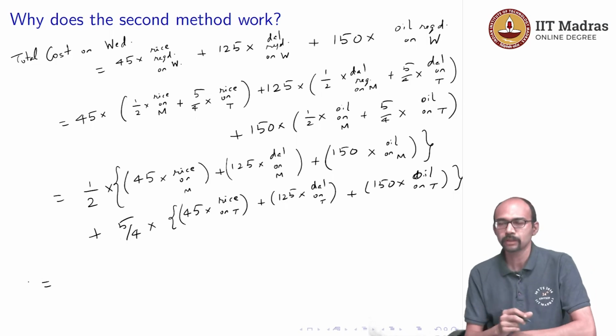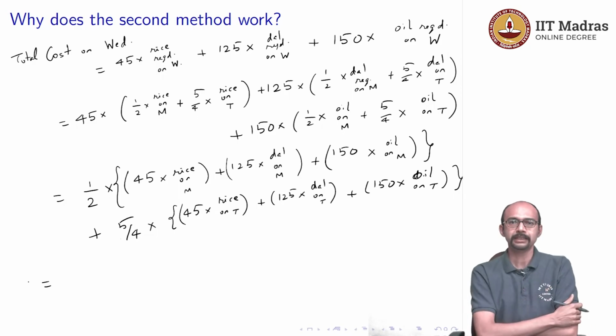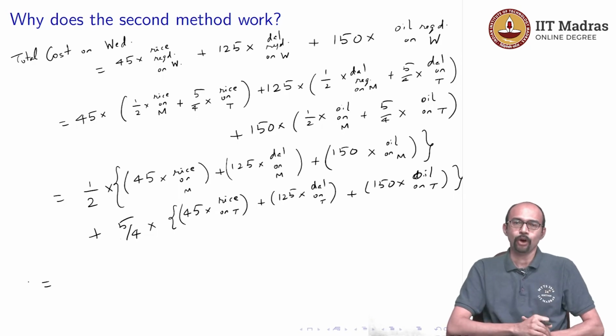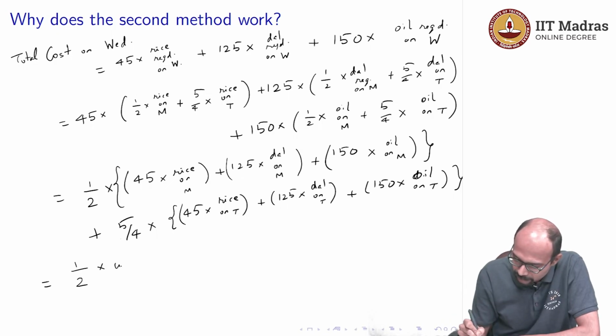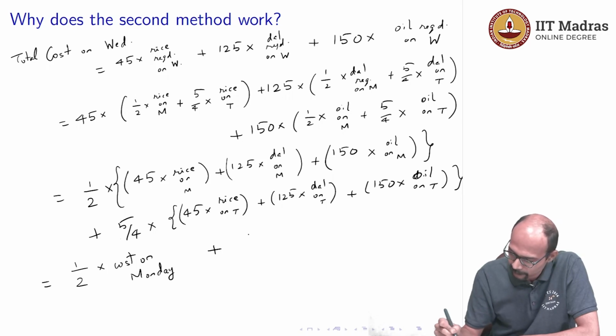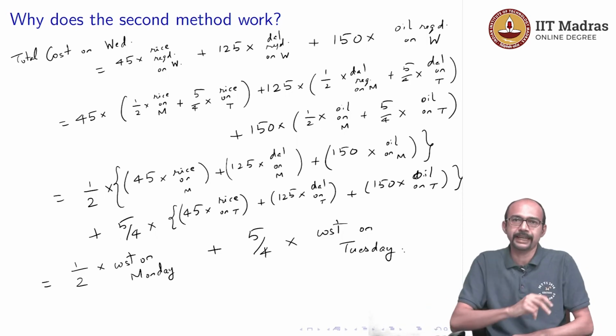Right. But now whatever we have inside the curly brackets is exactly evaluating the linear combination that I have on the quantities for Monday and Tuesday respectively. Yeah. So whatever we have in the first curly bracket is exactly the cost on Monday, and whatever we have in the second curly bracket is the cost on Tuesday. Yeah, and this explains why the second method works.